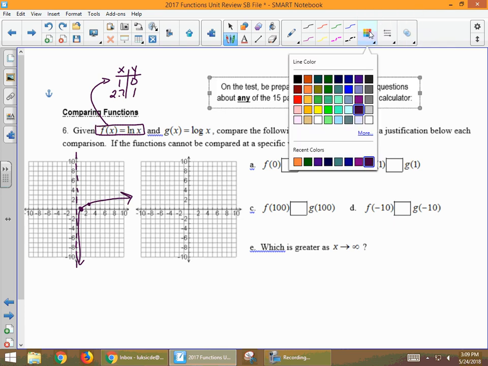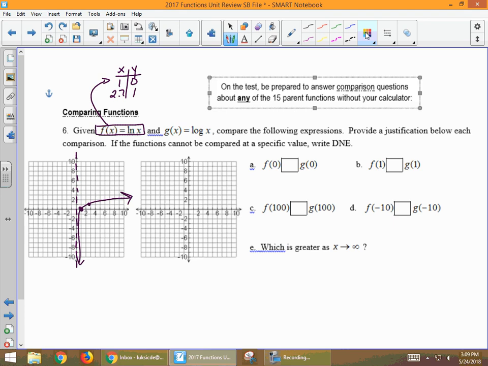Log of x, in comparison, has two nice points for us as well. It also has an asymptote at x equals 0. And the points 1, 0, and 10, 1. So this one is going to grow slower than ln of x. And that's really the point to this whole exercise.